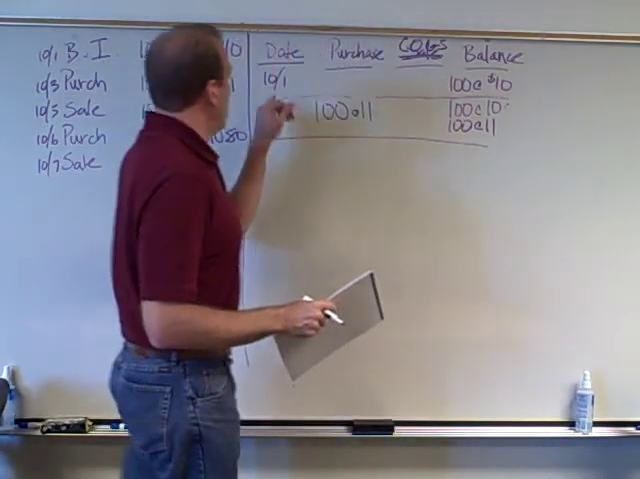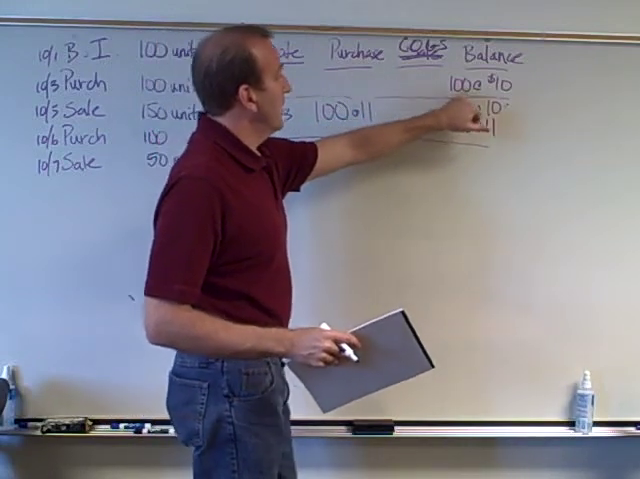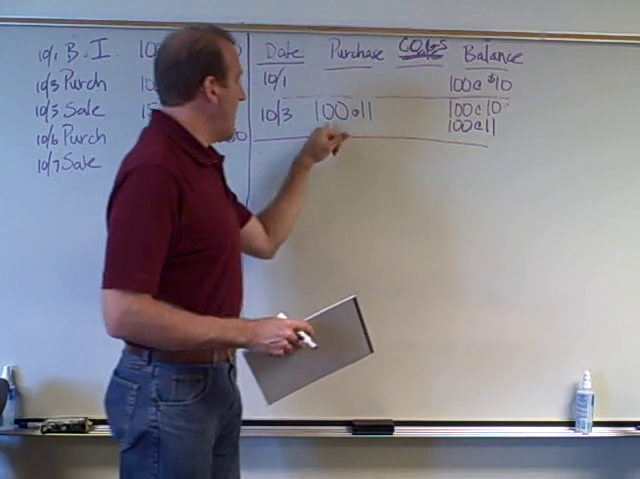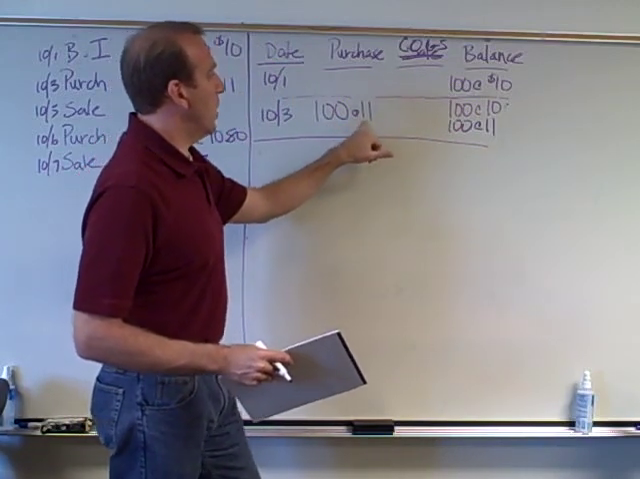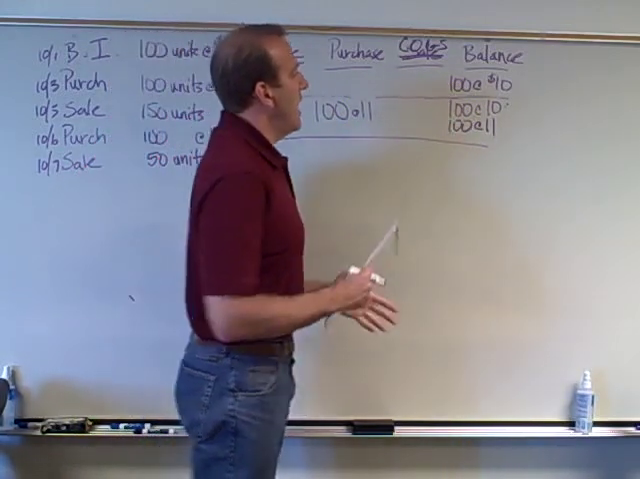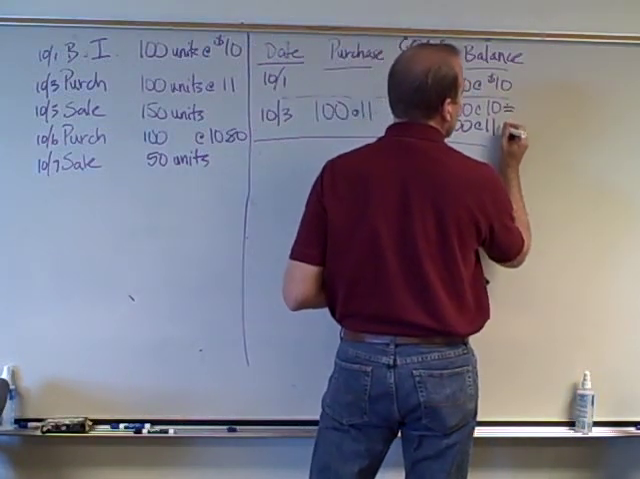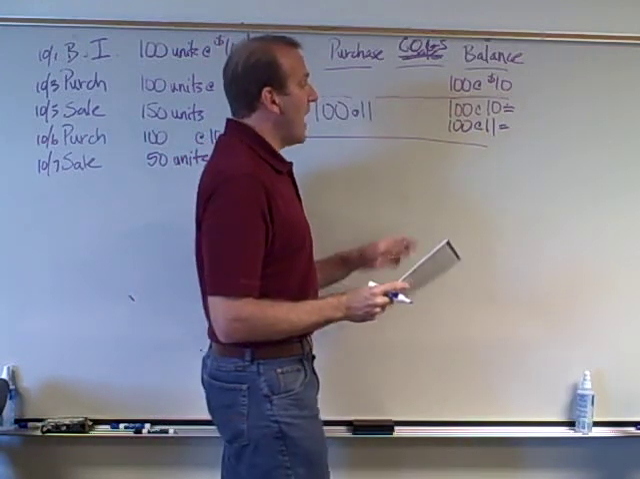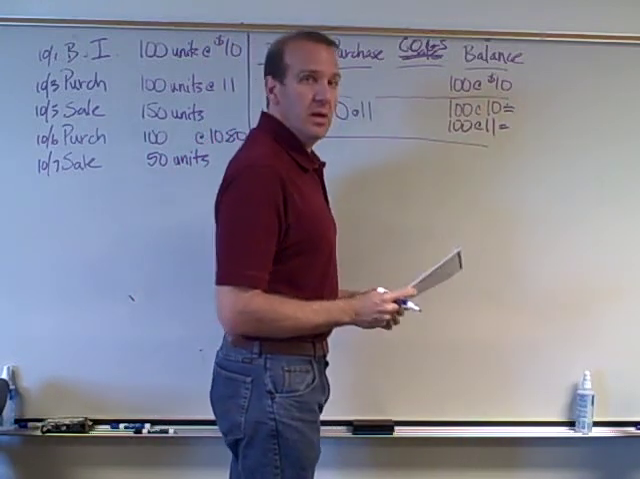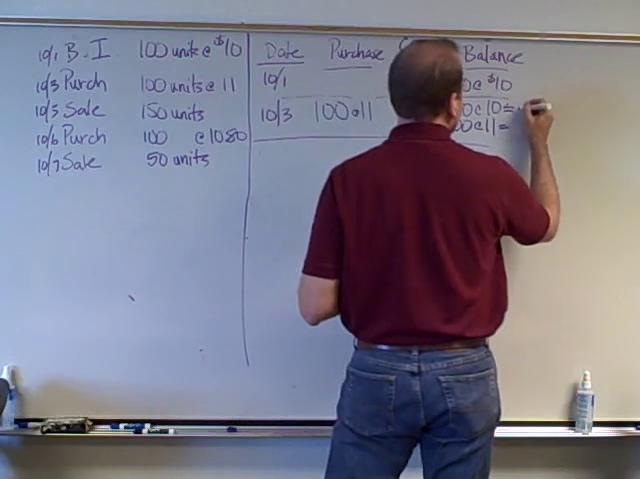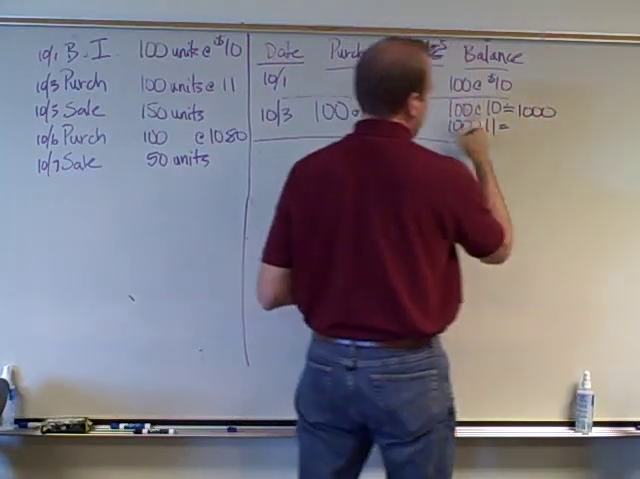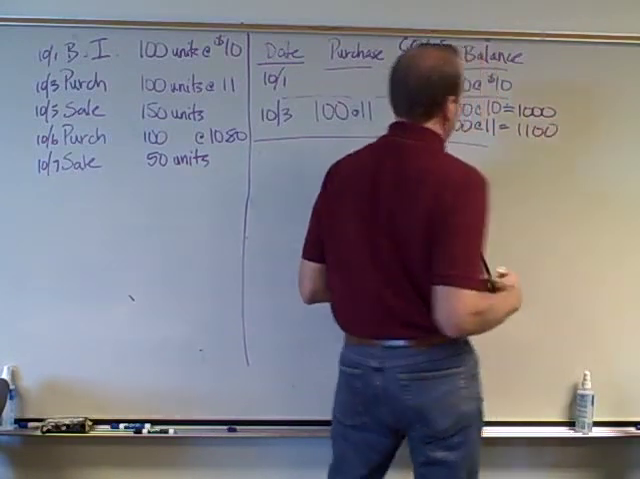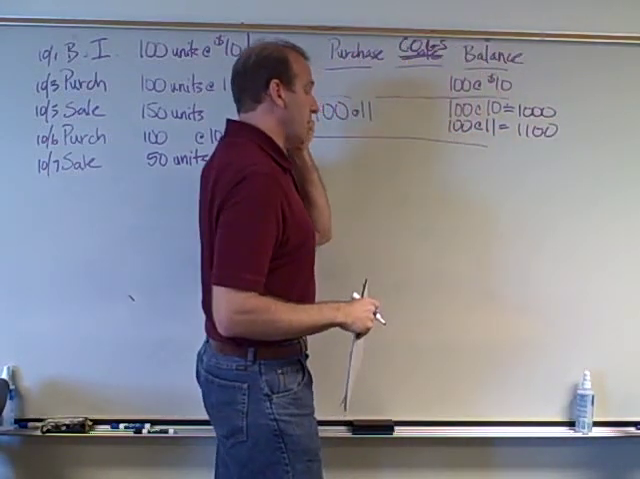So let's move on. We've got 100 items in inventory at $10, and now we're purchasing 100 more at $11. So we've got 100 at 10, 100 at 11. What we need to do before every sale is calculate the average cost. We're not going to account for these at those costs, we're going to account for them at an average. So we multiply this out. 100 times $10 is 1,000, and then 100 units times $11 is $1,100.